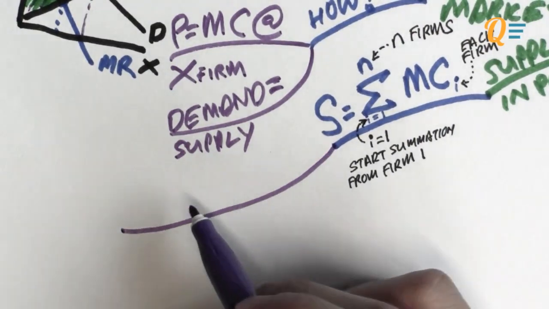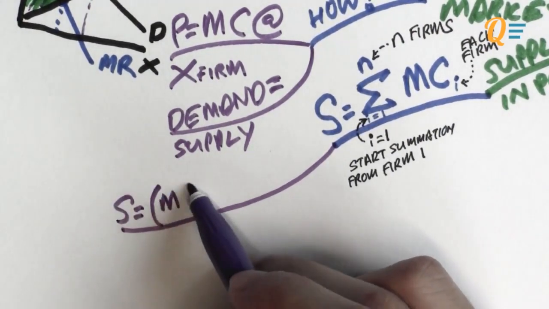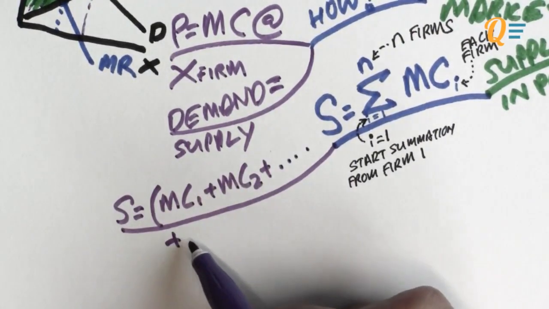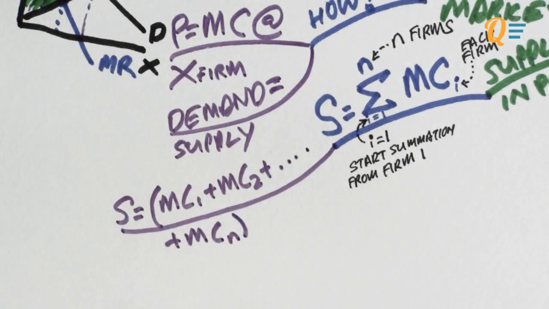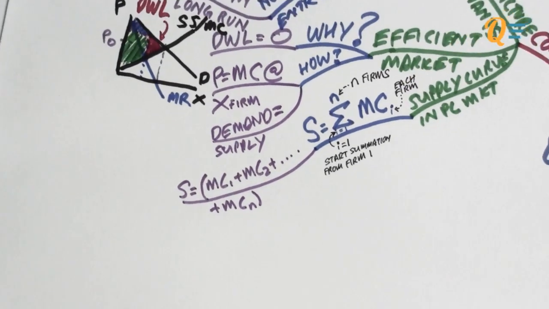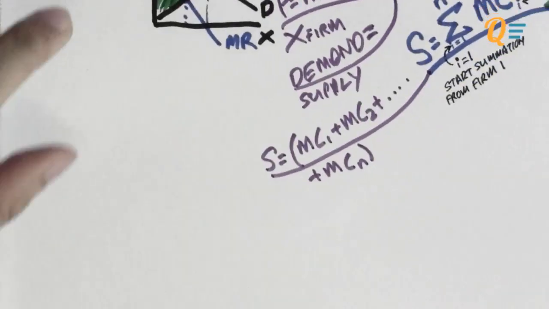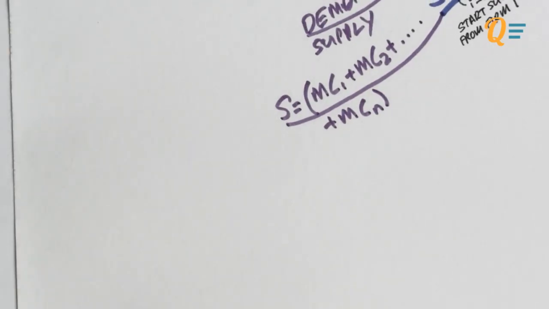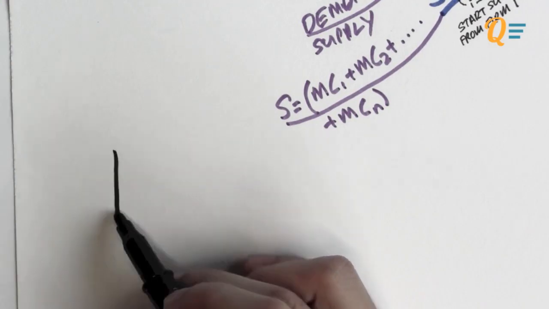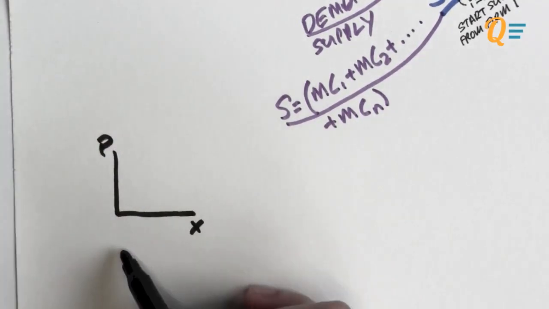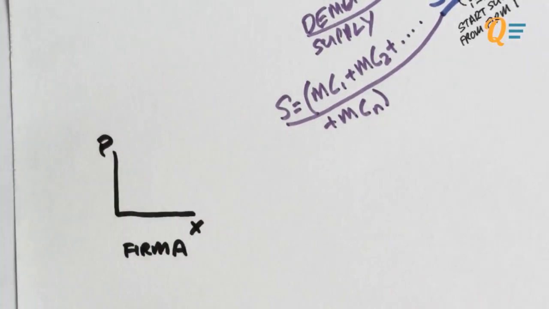If I were to expand this out into an equation, supply equals MC1 plus MC2 plus MC3 and so on, all the way to MCN. So you're basically adding up all the marginal cost curves, and I hope you remember why the supply is the marginal cost. That's because of the profit maximization rule. Firms always produce along the MC curve because that maximizes their profit. If you don't remember this, just go back to the previous few videos.